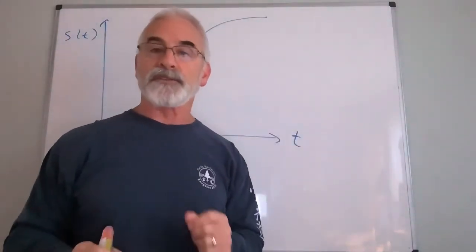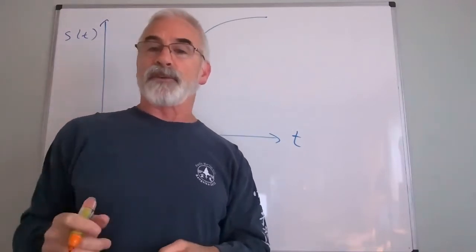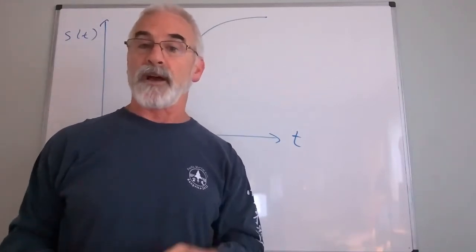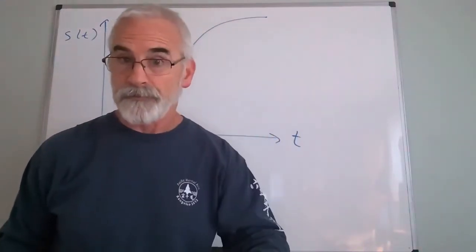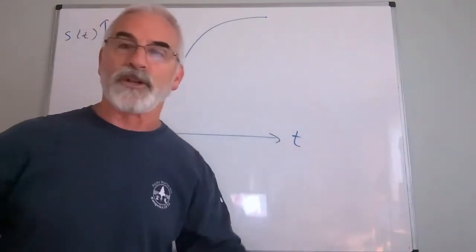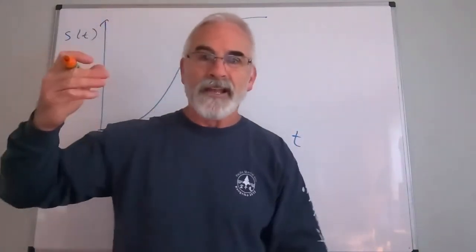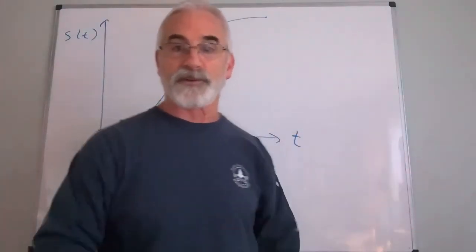So if the units of speed are distance per time, then the units for acceleration are distance per time squared, distance per time per time. So we say things like, the acceleration due to gravity is roughly negative 32 feet per second squared, or roughly negative 9.8 meters per second squared.